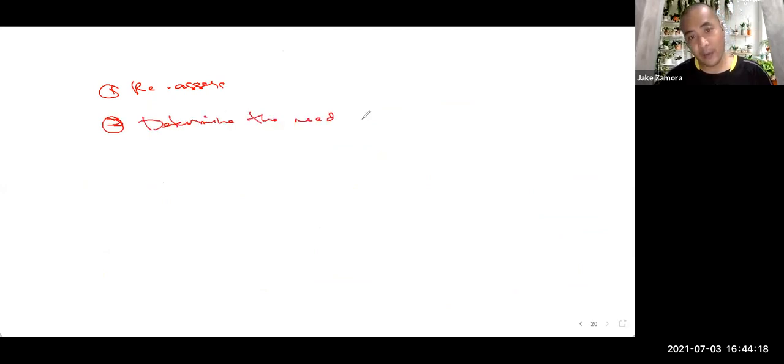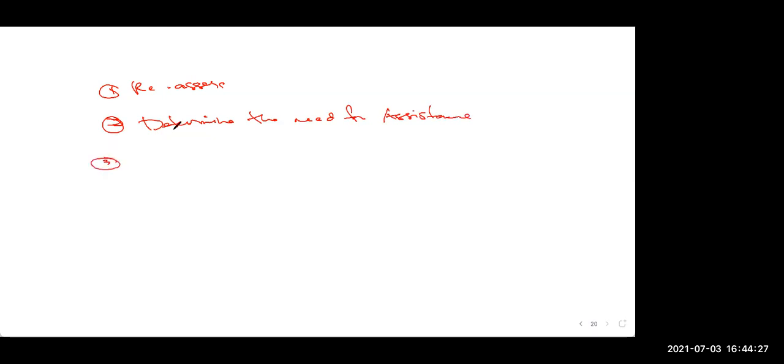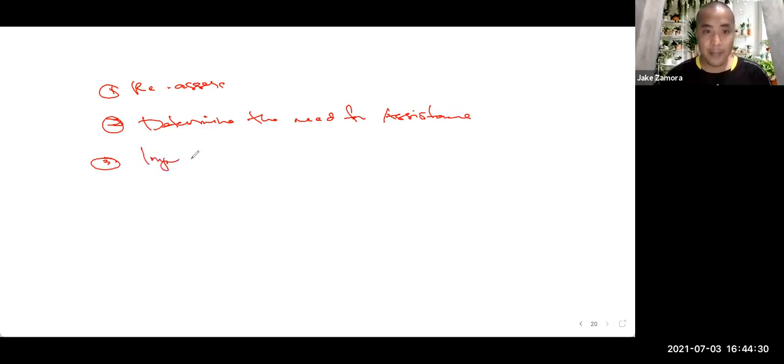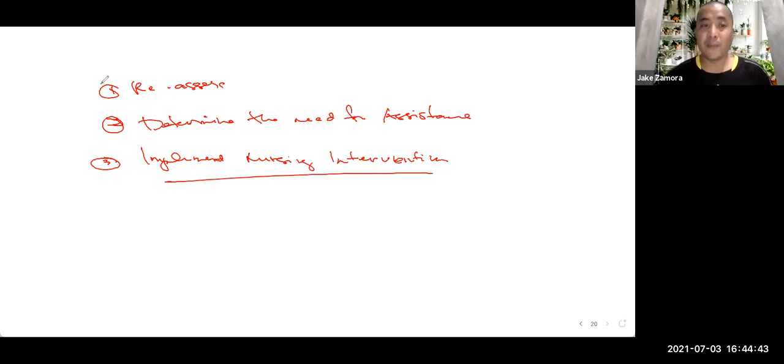That's why when you do the implementation, the first one is you have to reassess. The second one is you have to determine the need for assistance. Nakukuha ba? Nakukuha? Naiintindihan? Yes, sir. Now, the third one is you implement, no? Implement nursing intervention. Now, this one, ito na yung pag-deliver mo ng nursing care na nandun sa plan mo. Okay? So, kung na-assess mo na kailangan mo ng help, then you ask for help and then you deliver the nursing intervention.